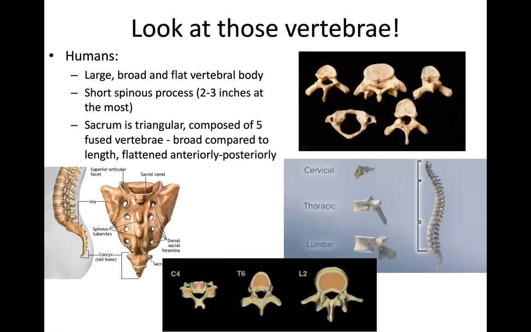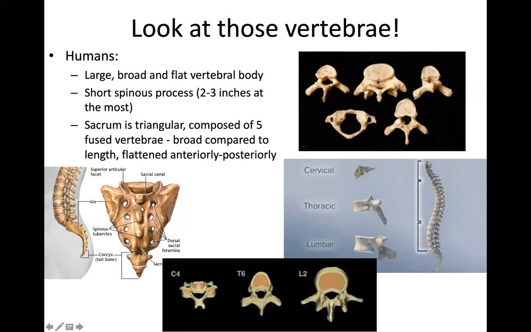The next key difference is looking at the vertebrae. So humans tend to have very large, broad, flat vertebral bodies. And by flat, I mean the tops and the bottoms are flat. We have relatively short spinous processes, which is the projection that you see on the back. It's that bump that you feel on your back. And by short, I mean even the longest ones are 2 to 3 inches at most, and for most people it's only about an inch or so. This is where a lot of muscle attachments occur.